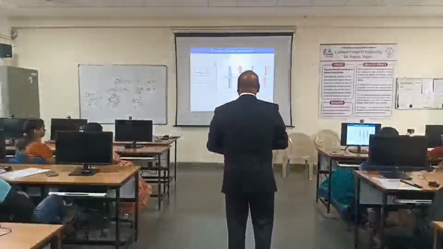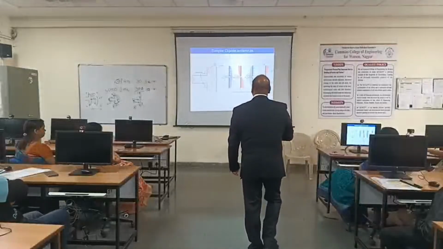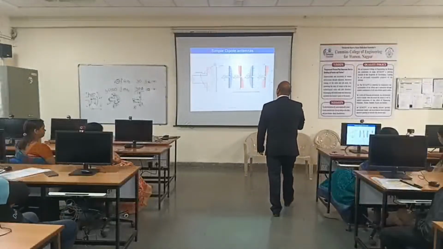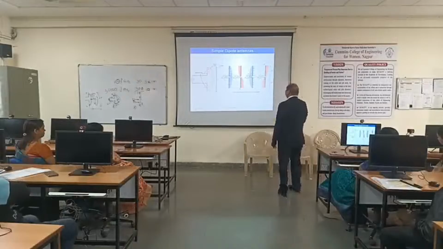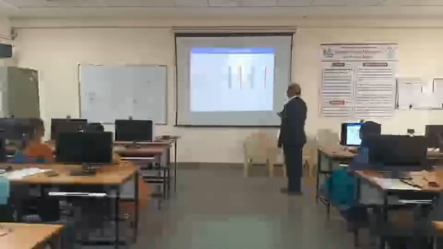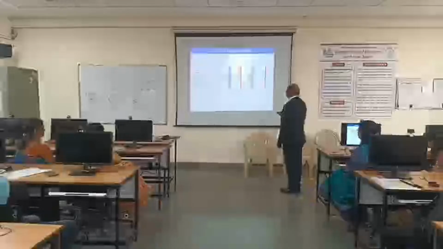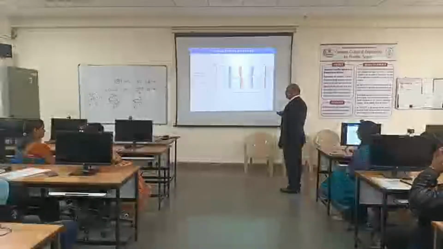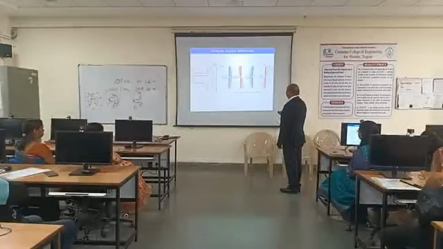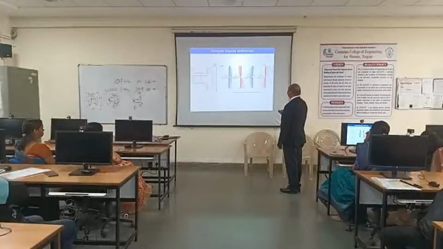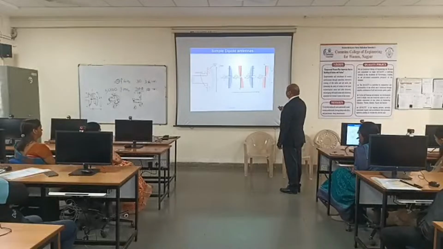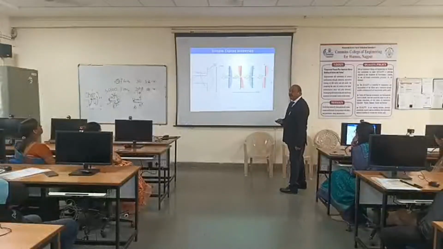Let us say this is positive, this is negative. This is the voltage. Voltage is maximum at the center, and the corresponding current is minimum. When the voltage is maximum negative, the corresponding current is positive. This is the way things work.